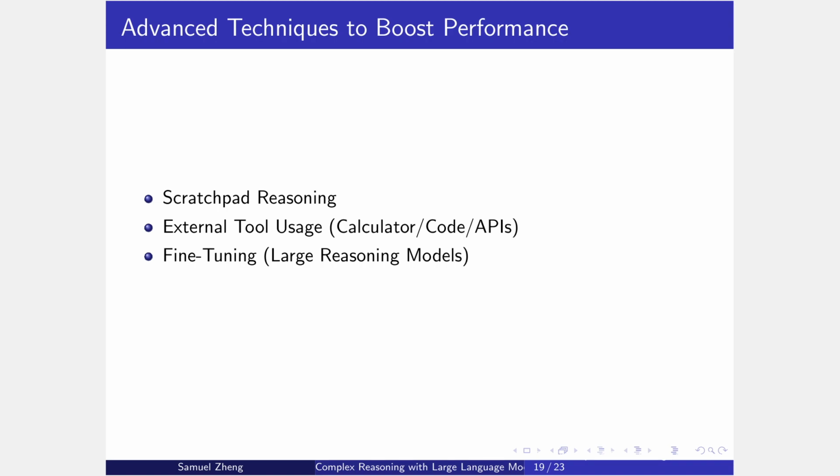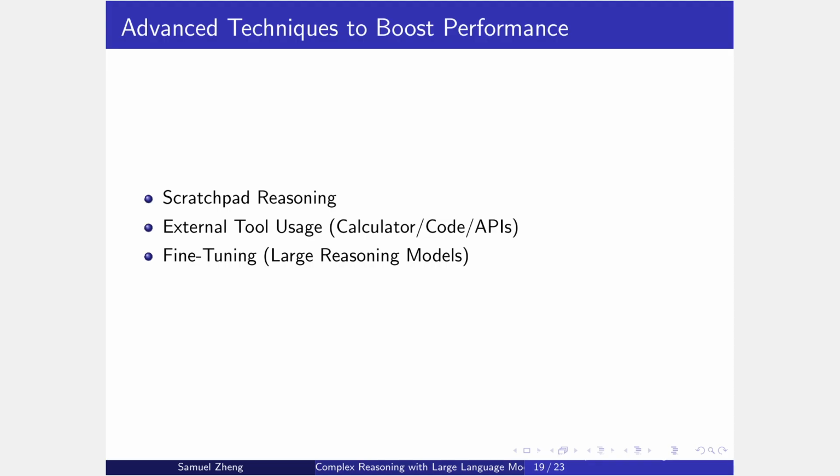Secondly, we have external tool usage. This represents a paradigm shift from expecting models to do everything internally. So just as humans would use a calculator for complex arithmetic or calculations, code interpreters for programming tasks, or search engines for factual information, AI systems can be equipped to access these same tools.